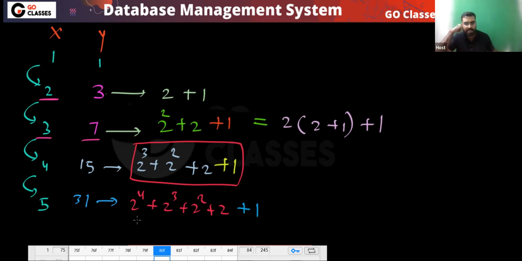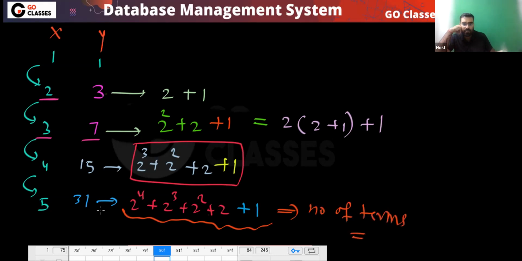Okay, so if you notice, you are getting a GP, right? Yes or no? You are getting a GP. And can you notice what is the number of terms? What is the number of terms? Number of terms is equal to the value of x. Yes or no? Number of terms is equal to the value of x.